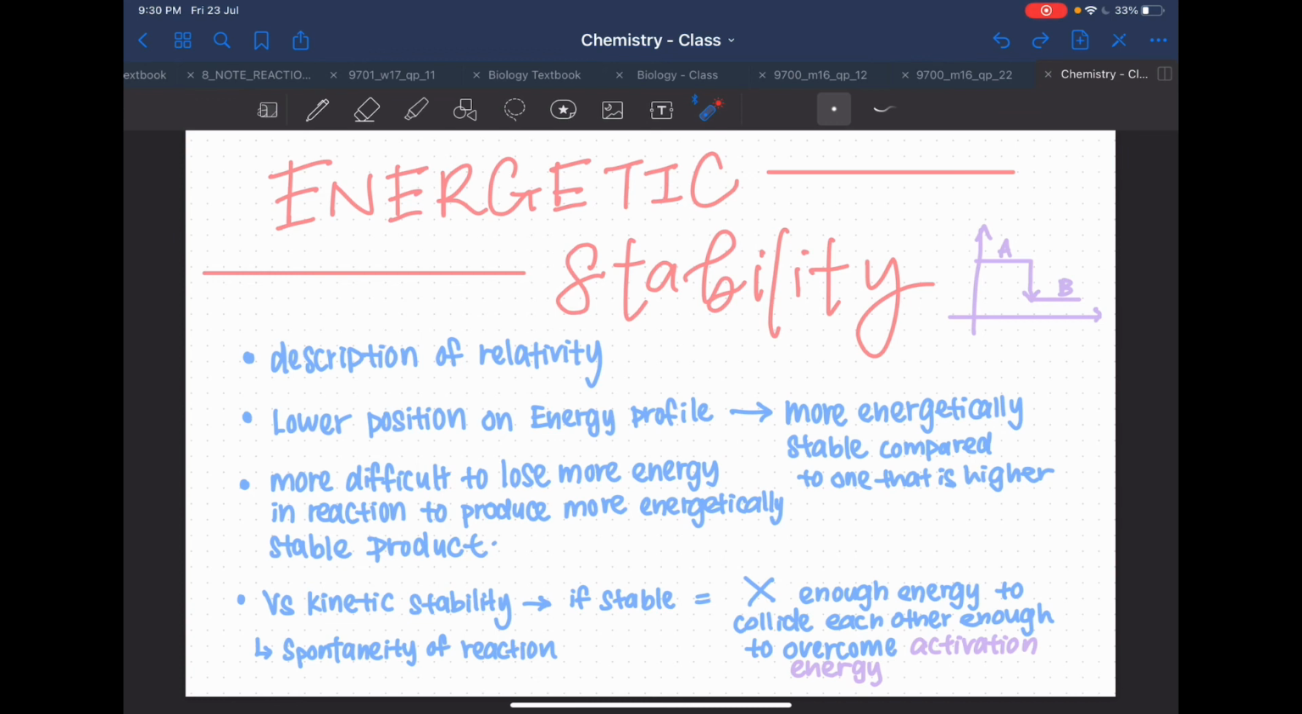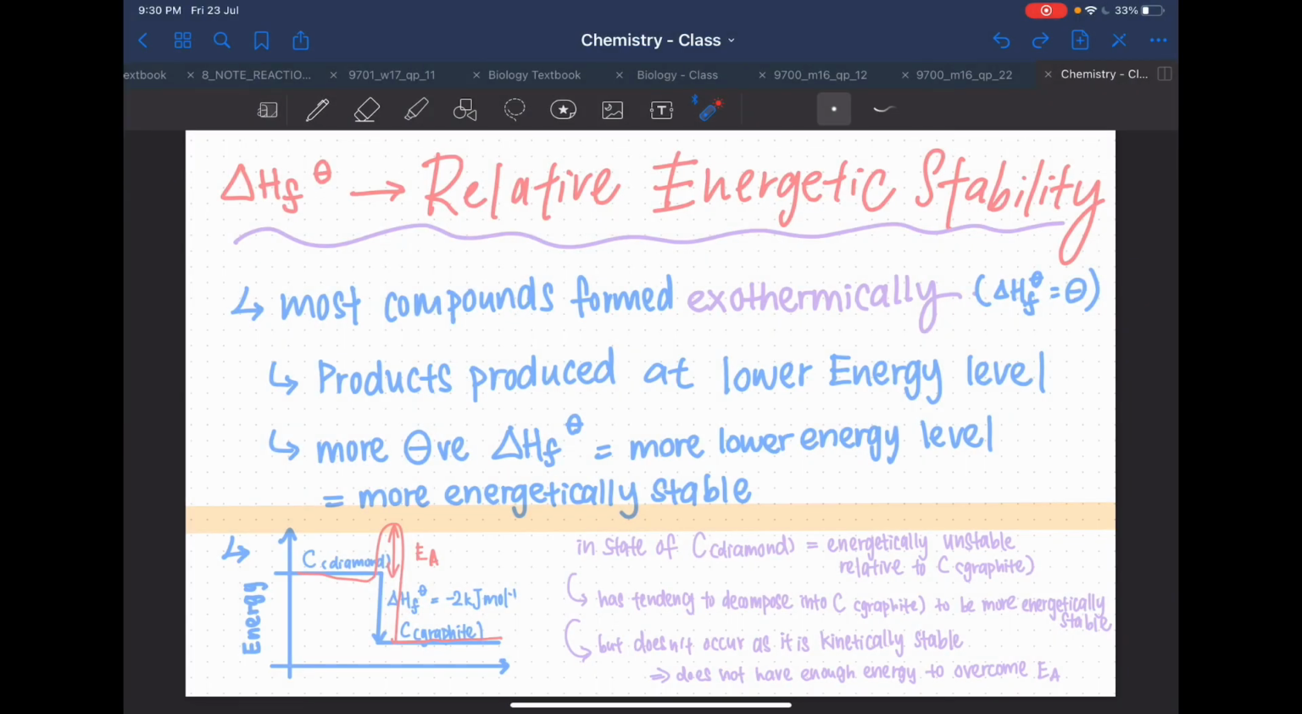Kinetic stability is also something we use in chemistry a lot. It is different from energetic stability. If something is kinetically stable, it means that there is not enough energy for particles to collide with each other to overcome the activation energy, which is the minimum amount of energy needed to start a reaction. Now, the relationship of the standard enthalpy change of formation with relative energetic stability.